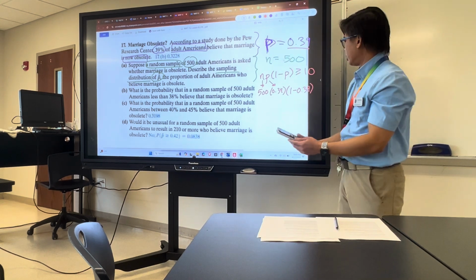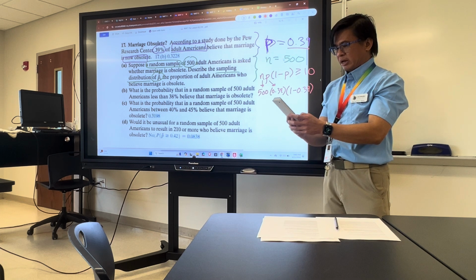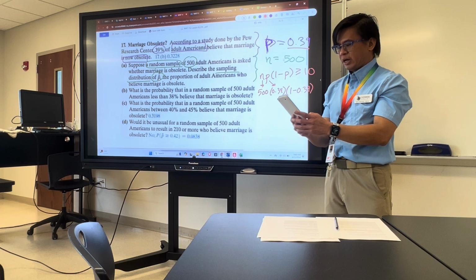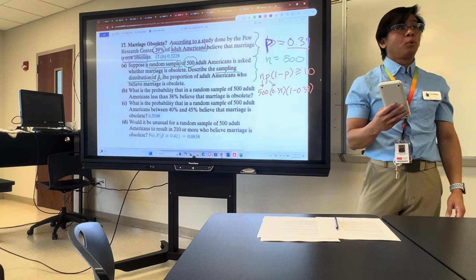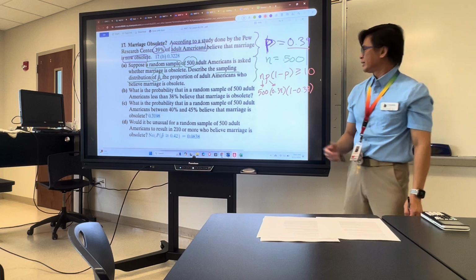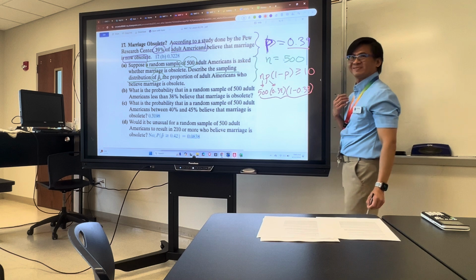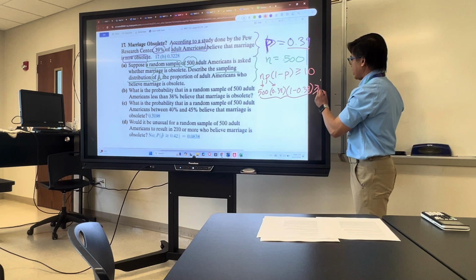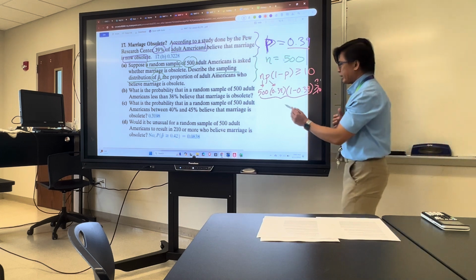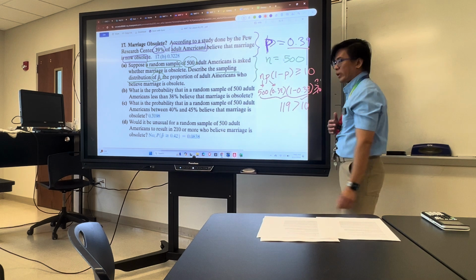So just use our calculator for such. Let's put it in here: 500 times 0.39, times parenthesis 1 minus 0.39. By the way, P is the population proportion. And what did we get? Anyone who got a value for such? Again, we are trying to verify if that's greater than or equal to 10. On my end, I got approximately 119, and yes, it is greater than 10.